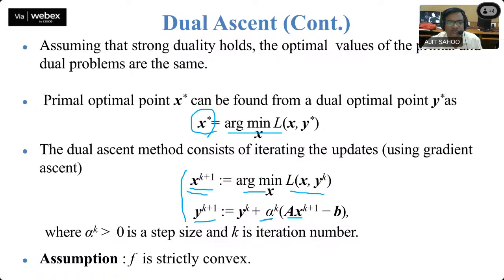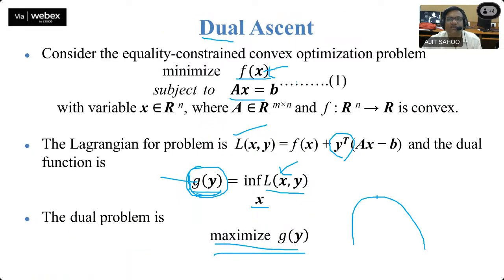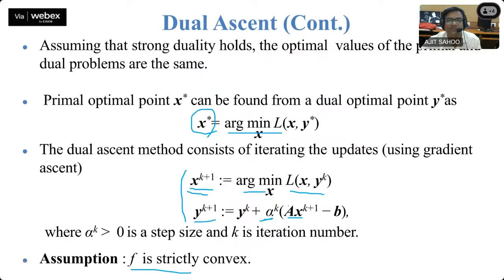So like other algorithms, this is also one of the algorithms. Here the assumption is that f is strictly convex. So here this has to be strictly convex. So that is the dual ascent algorithm.